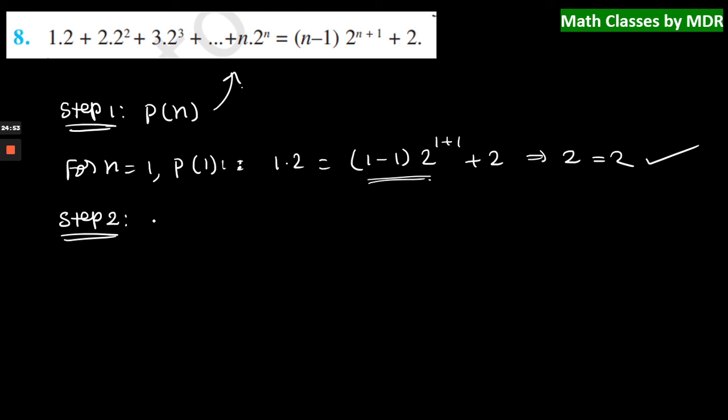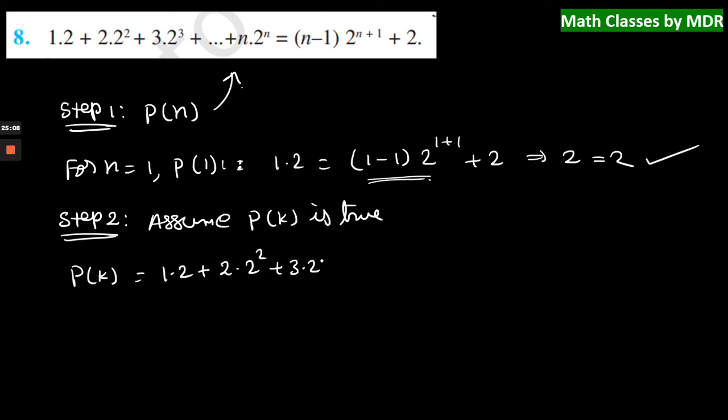So we will take step 2. Assume P(k) is true. So now let us take P(k) equals 1 into 2 plus 2 into 2 square plus 3 into 2 cube, up to k into 2 to the power k, equals (k minus 1) into 2 to the power (k plus 1) plus 2. Wherever you have n, just replace with k. This is P(k) and we have assumed this is true. Now what to prove? We need to prove P(k plus 1) is also true.